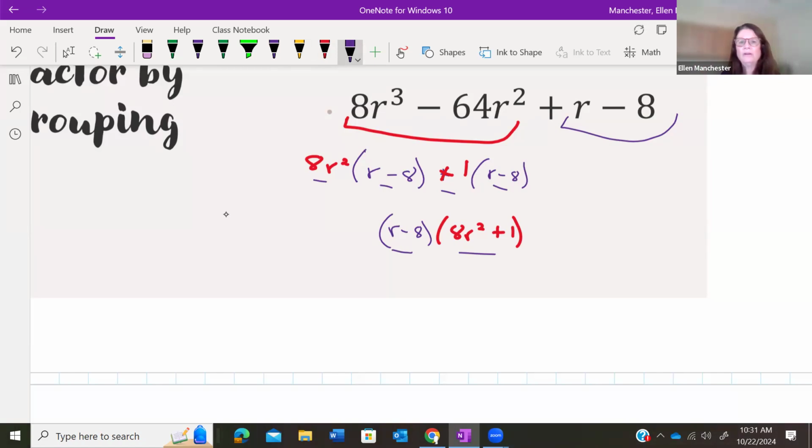R times 8r squared is 8r cubed. R times 1 is r. Negative 8 times 8r squared is negative 64r squared. And negative 8 times 1 is negative 8. So you know you did it right. And it's a quick check that has actually saved many students from making a grave error and getting the whole thing wrong, just by taking those few seconds to walk through the whole process of multiplying through those parentheses. Okay, everyone good?